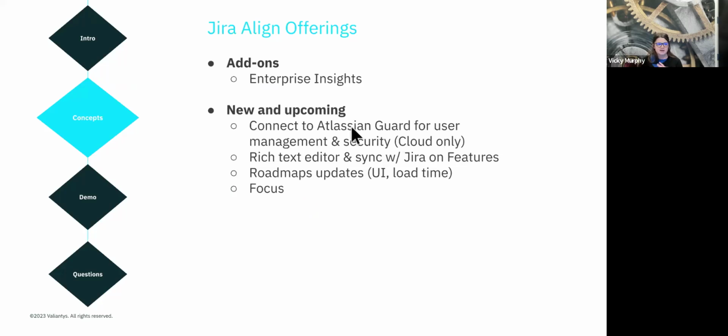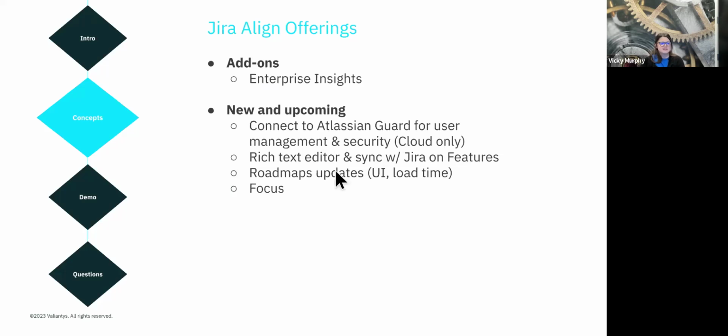First, over the last couple of months, Atlassian has given us the ability to connect Atlassian Guard for user management and security to Jira Align. Atlassian Guard, if you aren't familiar with it, is Atlassian's user management tool, and it allows you to not only manage your users, but connect SSO and SCIM provisioning if you want to connect to an Active Directory. For cloud customers who are on a cloud-hosted version of Jira Align, as well as Atlassian Cloud and have purchased Guard, you would be able to connect Jira Align to that system.